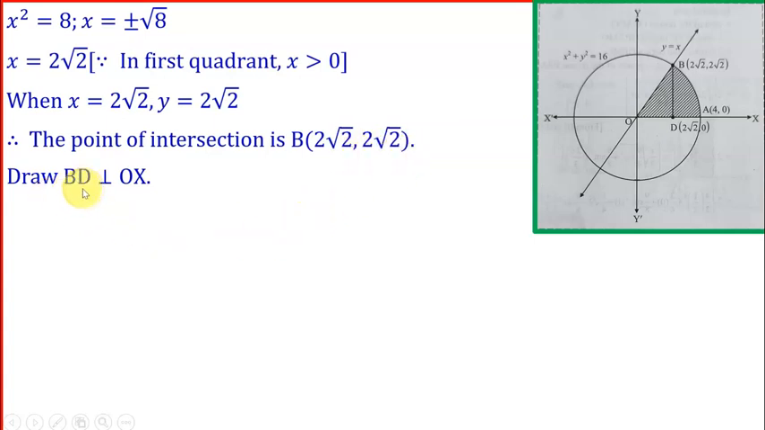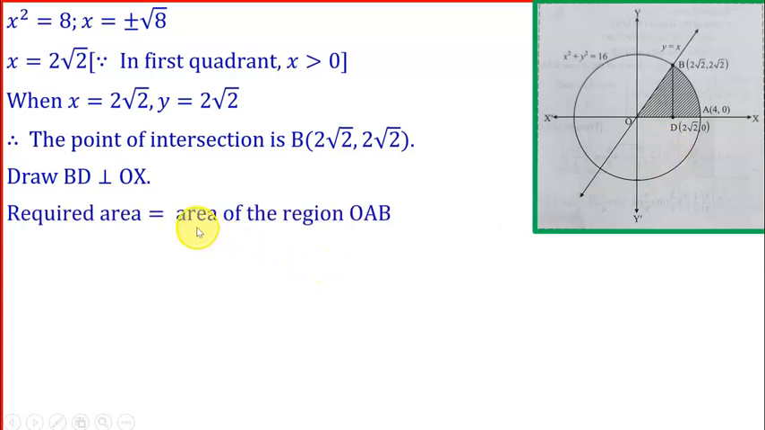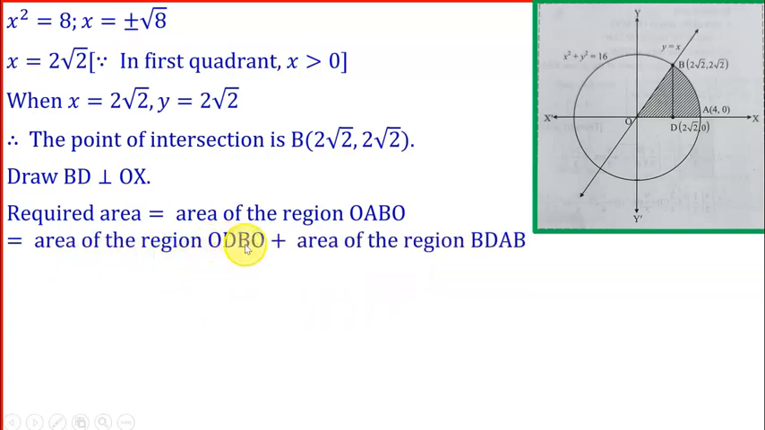Draw BD perpendicular on OX. Now the required area equals the area of the region OABO. The area of the region ODBO, the area below this line, plus the area below this circle, that is the area of the region BDAB.